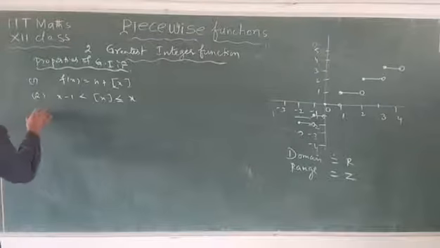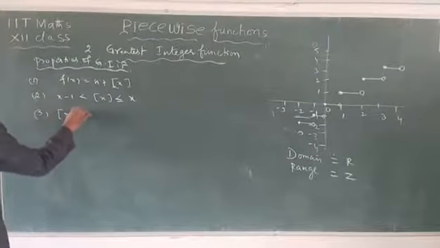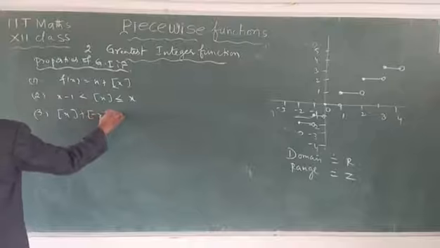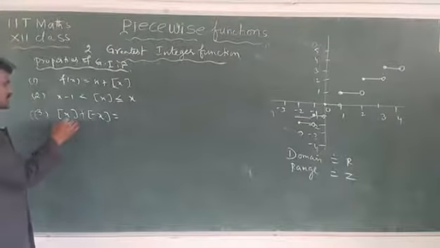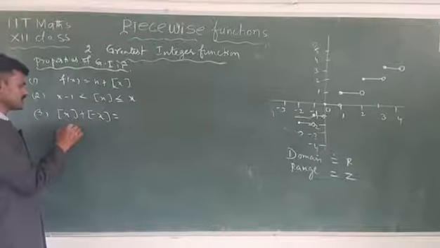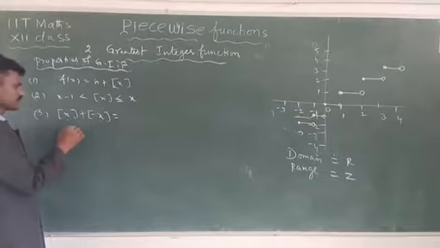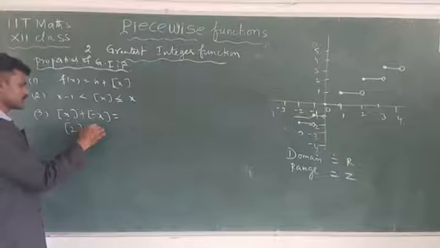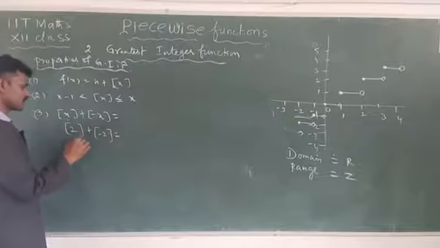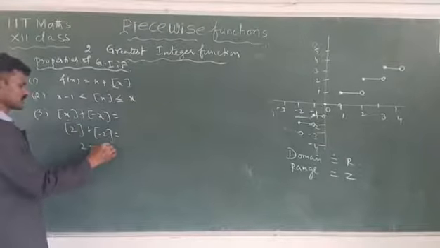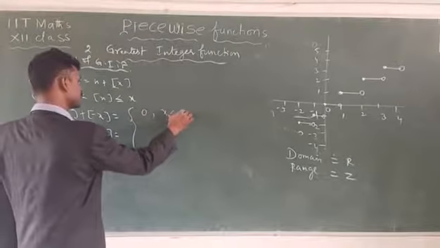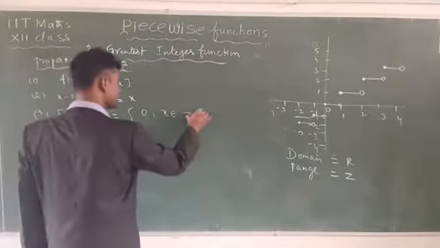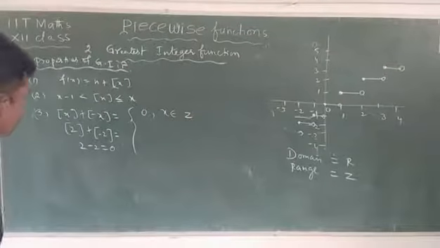Now the third one is here: step of x plus step of minus x is equal to. Now see here, I will tell, if both are integers, you can take x is equal to 2. Suppose step of 2 plus step of minus 2, that is 2 minus 2 is equal to 0. That means here 0 means x belongs to Z.